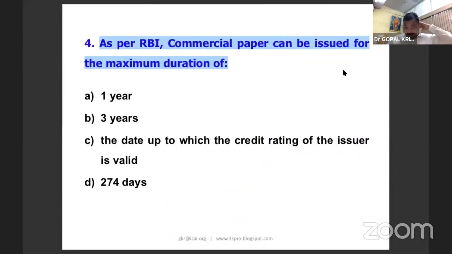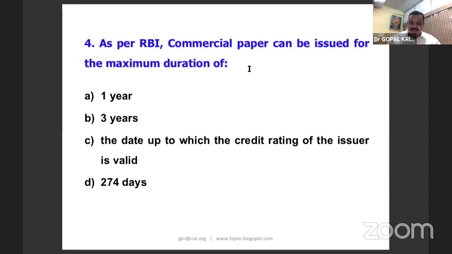As per RBI, commercial paper can be issued for the maximum duration of: 1 year, 3 years, the date up to which the credit rating of the issuer is valid, 274 days. Which is the right answer? C. See, that's over. See, the perspective changes. Very good. Thank you.